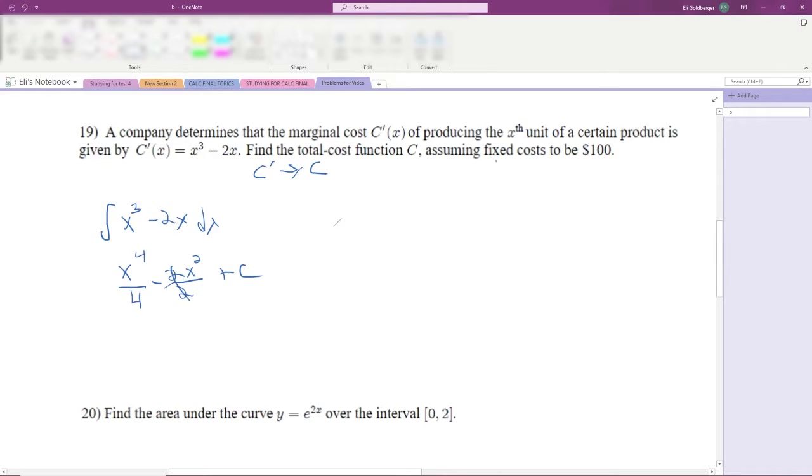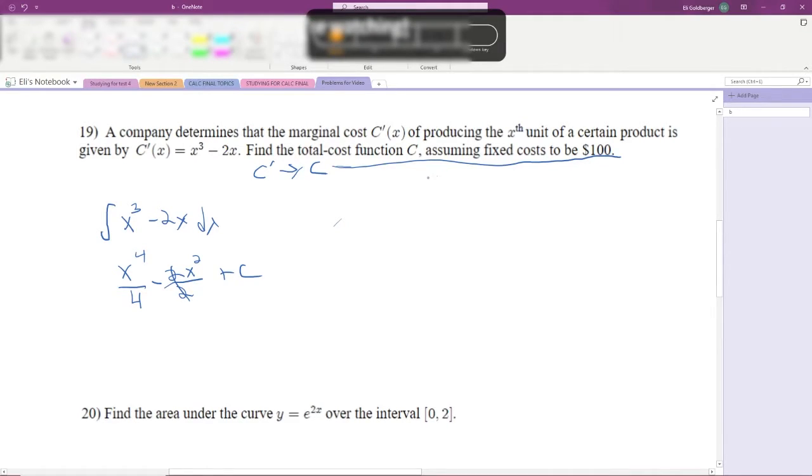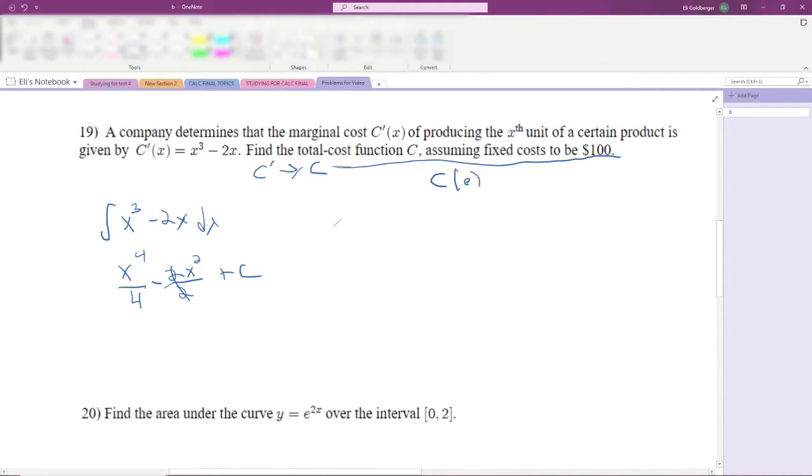And if we look over here, this is basically saying the fixed cost to be 100. The fixed cost basically means when the function has sold 0 amount of products so far, it still is going to be equal to 100. So C of 0 equals 100. So now what we're going to do basically is write that out.